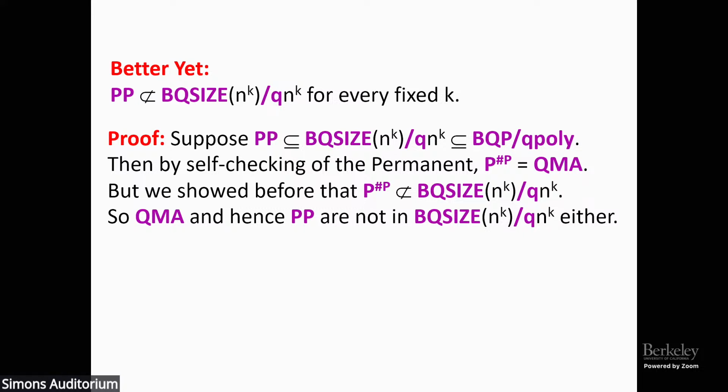Then, by the self-checkability of the permanent, once again, in QMA, we could guess the advice state. We could use it to make sure it works for the permanent, and then we could solve P to the sharp P. So P to the sharp P would equal QMA, okay? But we showed before that P to the sharp P does not have quantum advised quantum circuits of any fixed polynomial size, and so therefore neither does QMA, and therefore neither does PP, which is in between QMA and P to the sharp P.